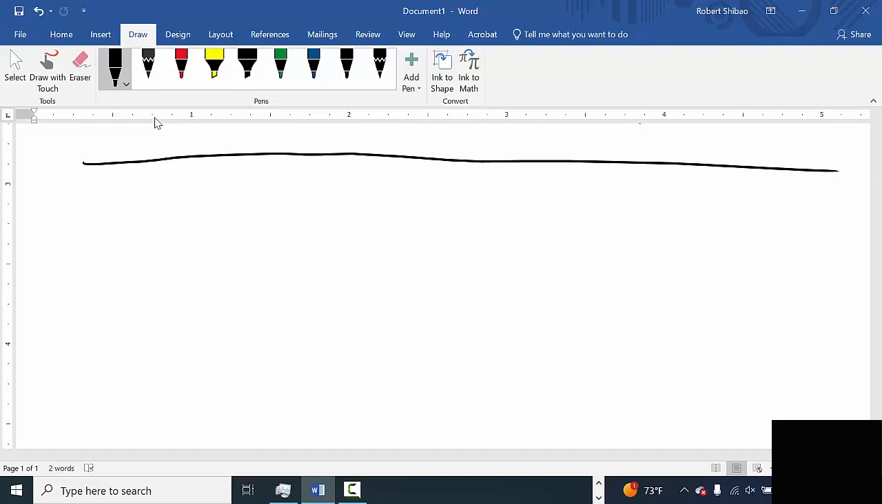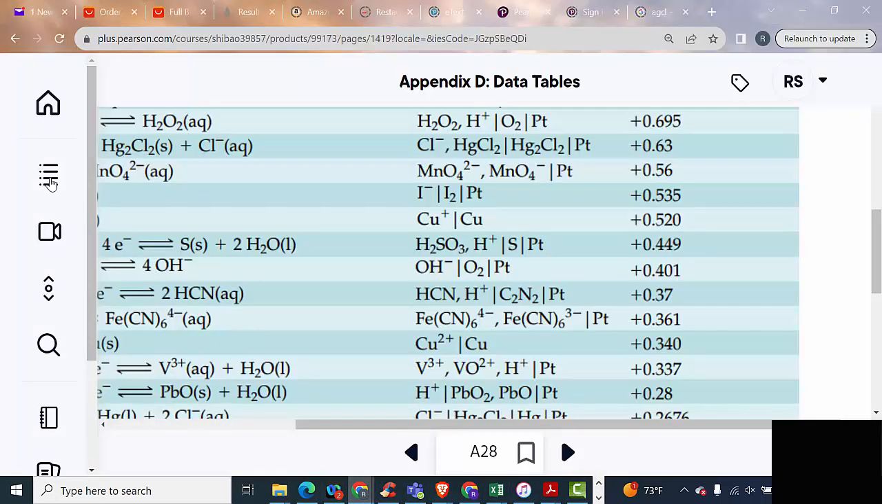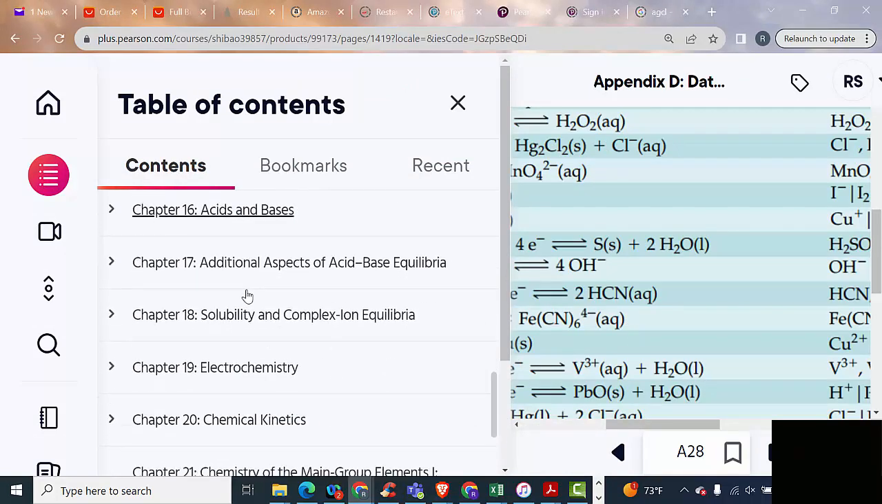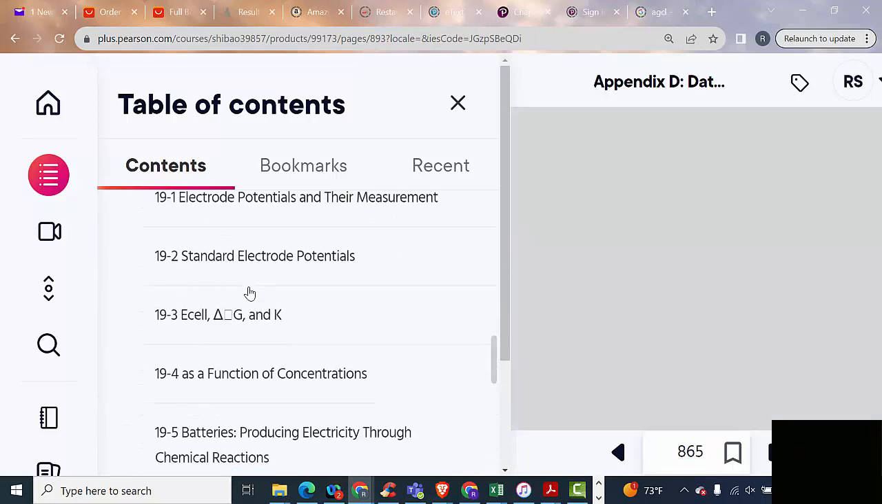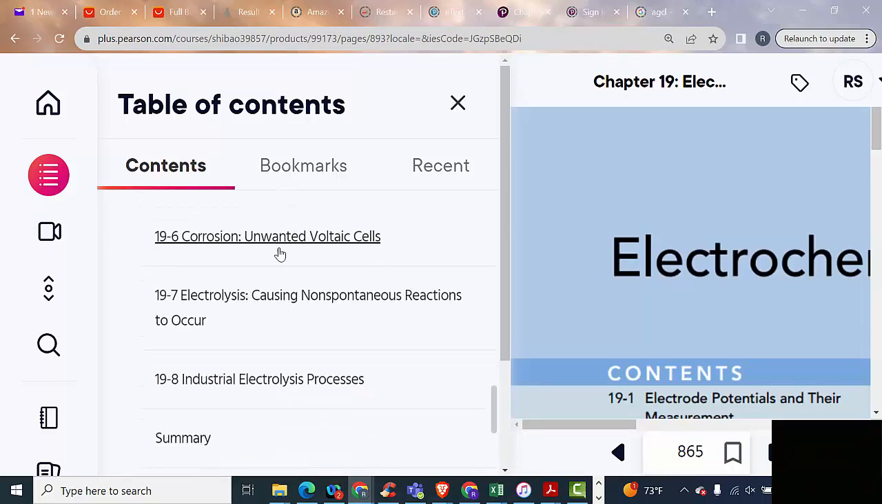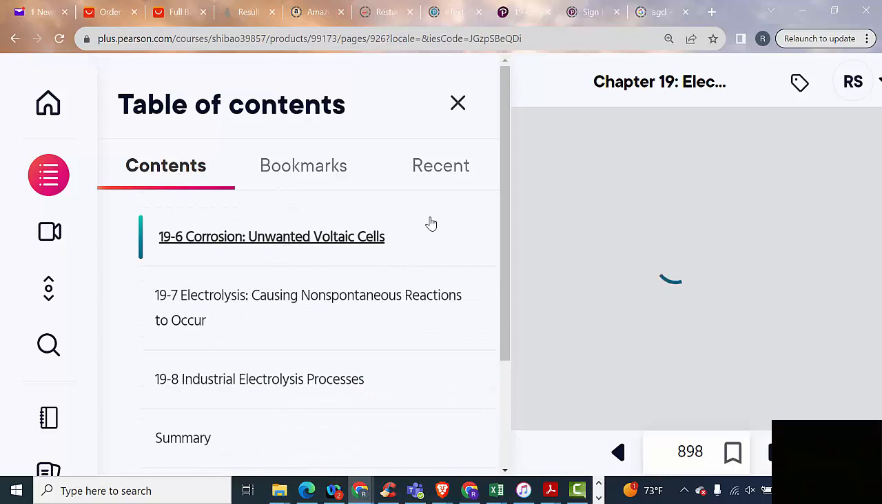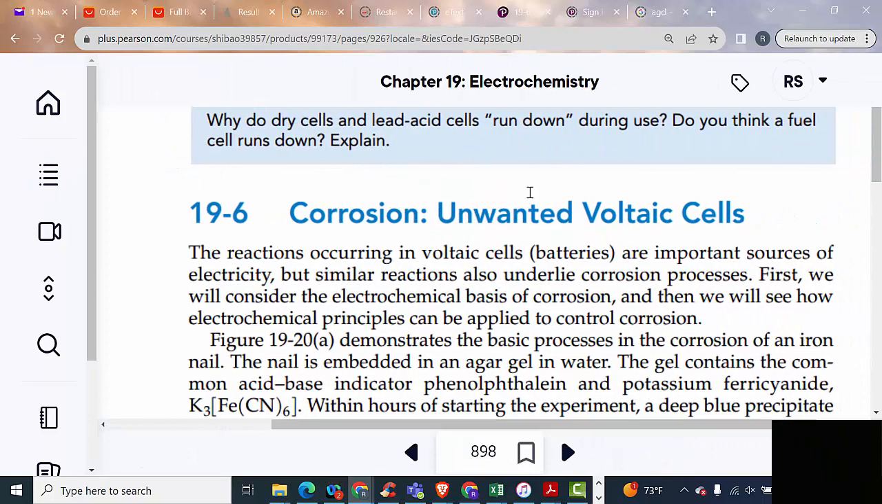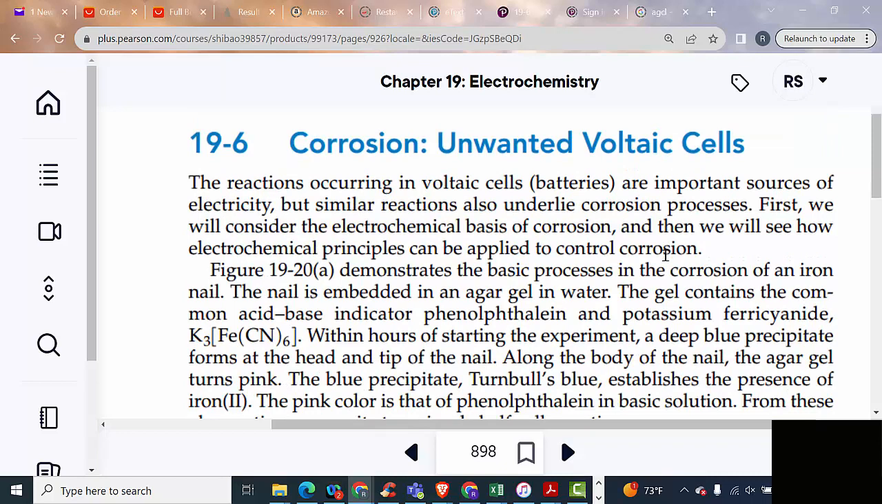All right, the other thing that we're going to look at is corrosion. So let's take a look at corrosion here in the book. Corrosion they call unwanted voltaic cells. You know, rusting is actually a voltaic cell, an electrochemical cell.